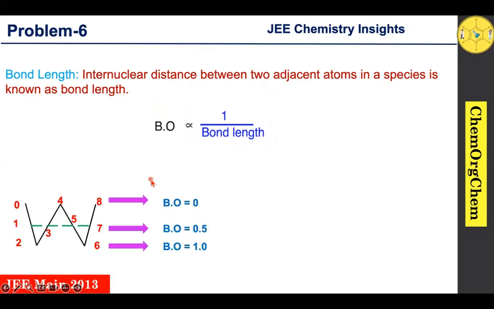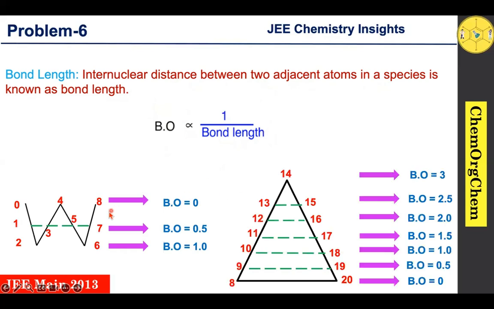We have already discussed how to find the bond order using a simple trick with these two diagrams. The first diagram is useful when a given molecule has a total number of electrons from 0 to 8. The second diagram is useful when the total number of electrons is 8 to 20. If you want to know more about how to find bond order using these diagrams, you can see our previous videos. So let's move on to our question.